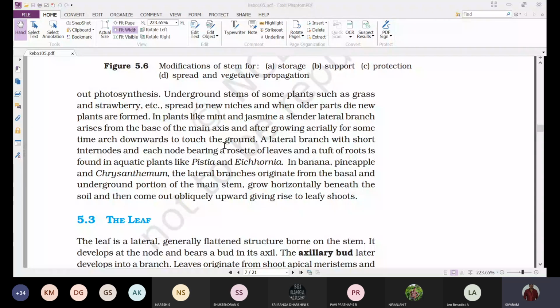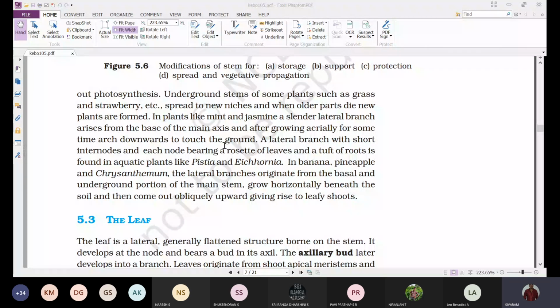Even if you have an old banana plant in your garden, go and check around the stem of the banana, near the soil, close to the main stem, and you will find small plants arising. These small plants are nothing but suckers.